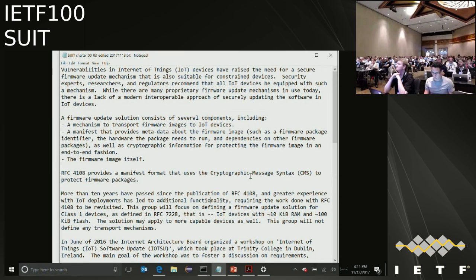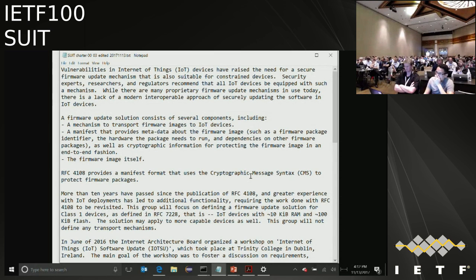A firmware update solution consists of several components, including a mechanism to transport firmware images to IoT devices, a manifest that provides metadata about the firmware image, such as a firmware package identifier, the hardware the package needs to run on, dependencies on other firmware packages, as well as cryptographic information for protecting the firmware image in an end-to-end fashion.